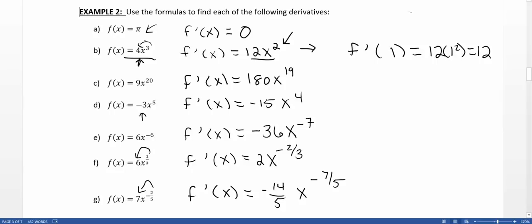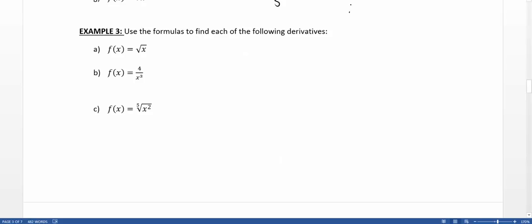Let's keep going. So when we do some of these, occasionally there's algebraic rewrites that have to be done before we can even use the power rule, because we can only use the power rule if it's in the form x to the p. So x has to be raised to some number. So let's look at a few examples where we have to do some rewrites first. Example 3. Use the formulas to find each of the following derivatives.